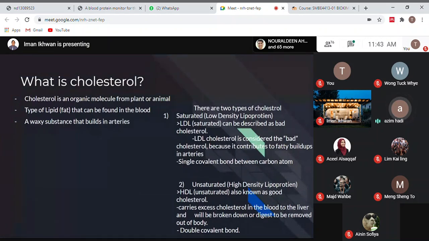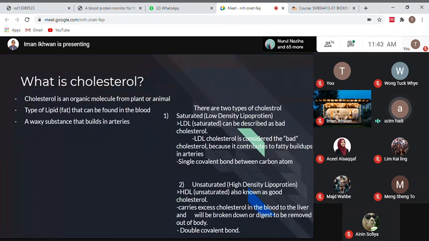For unsaturated or high density lipoprotein, also known as HDL, it is known as a good cholesterol, which carries excess cholesterol in the blood to the liver, where it will be broken down. It digests the bad cholesterol or LDL, which is saturated, so it can be removed out of the body. And it is made up with double covalent bonds.